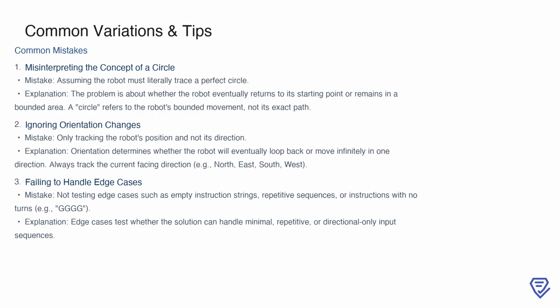Next, it's crucial not to ignore orientation changes. While tracking the robot's position is important, the direction it's facing determines whether it will loop back or continue moving infinitely. For example, turning left or right affects whether the robot eventually aligns with its starting point. Lastly, don't forget to test edge cases. Scenarios like an empty instruction string, repetitive sequences, or movements with no turns such as GGGG can reveal gaps in your solution. These cases ensure your approach is robust enough to handle both minimal and extreme inputs effectively.